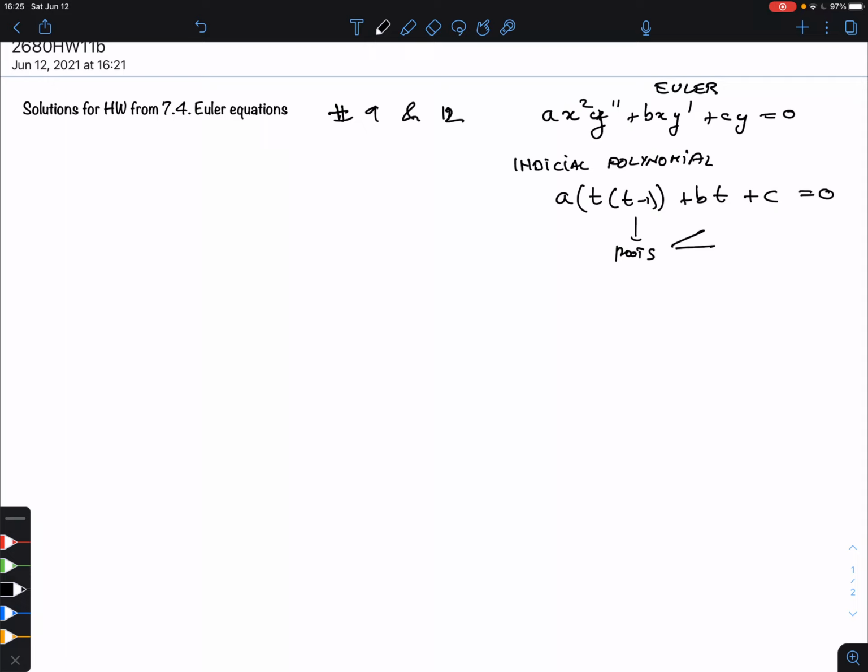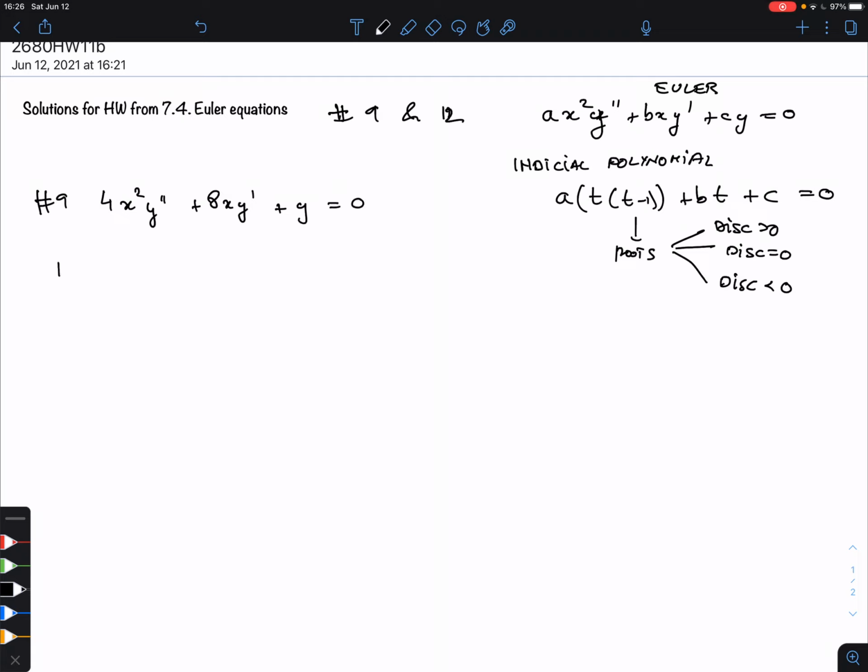Okay, and then we look for roots of this equation, and again there could be three cases: the discriminant is positive, the discriminant is 0, or the discriminant is negative. And they each have their own type of solution. So let's go over at least two of them. Number 9 is 4x squared y double prime plus 8x y prime plus y equals 0.